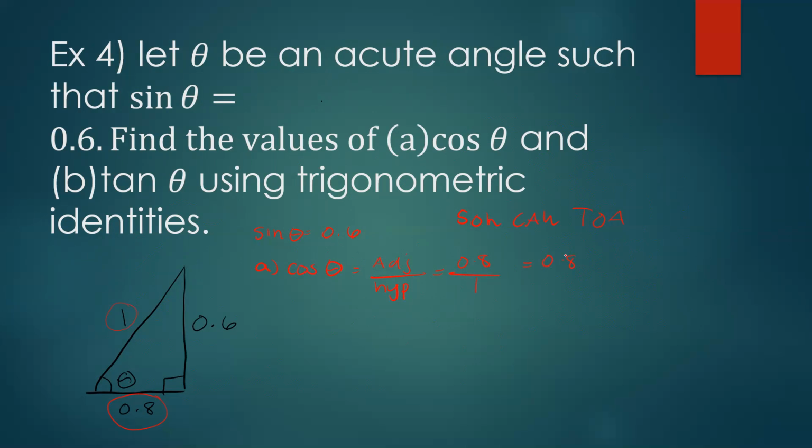Now the other way is probably the longer way. What you're going to do is use one of your identities, which is sine square theta plus cosine square theta equals 1. What they said is that sine of theta, this was given, is 0.6, so we can use that. But the formula says sine square theta, so we'll use 0.6 square, plus cosine square theta, we don't know that, so we'll just rewrite that, equals 1. And then 0.6 square is 0.36 plus cosine square theta.